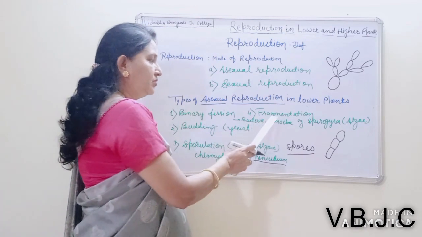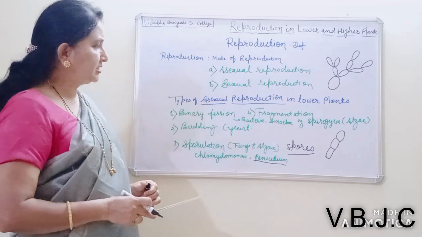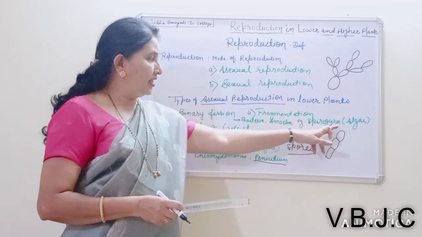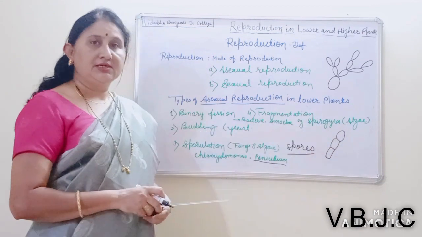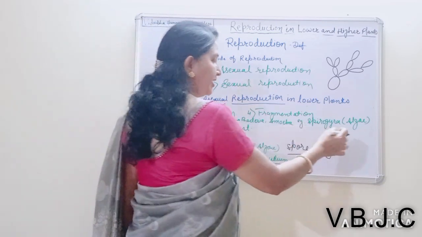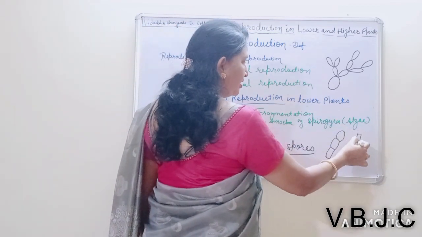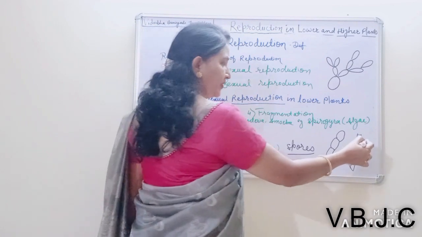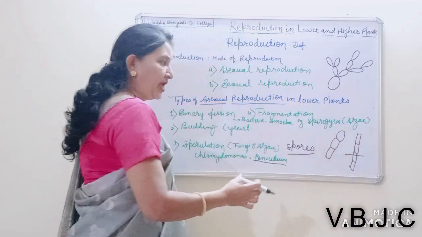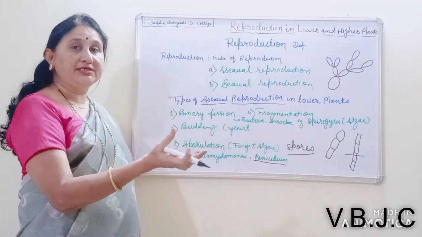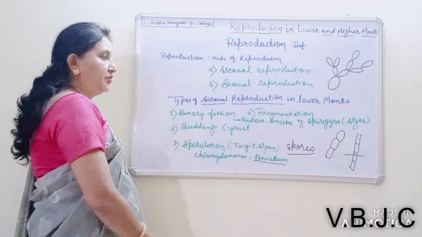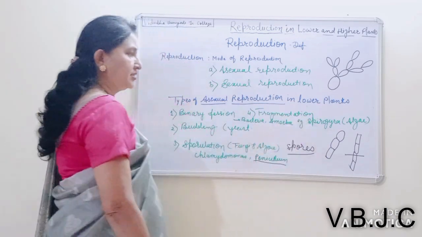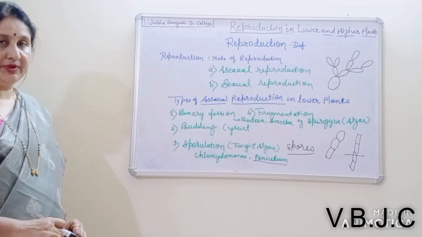The fourth one is fragmentation. This type of asexual reproduction mostly occurs in algae, and the example is Spirogyra. You know that Spirogyra is a filamentous alga made up of cells arranged one above the other. Accidentally the filament is broken, and the broken filament or fragment also gives rise to a new individual. That type of reproduction is known as fragmentation, and it mostly occurs in Spirogyra.